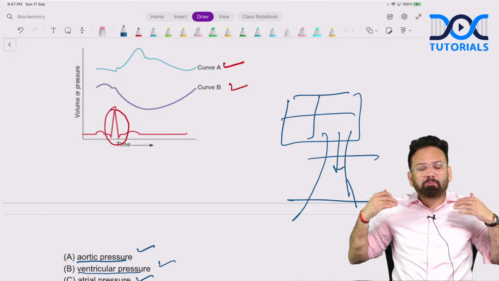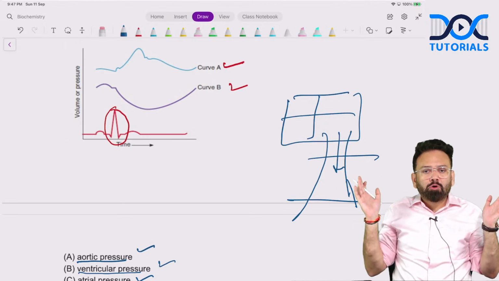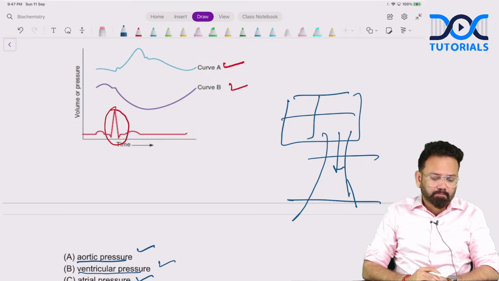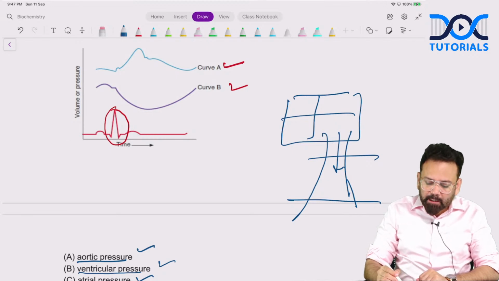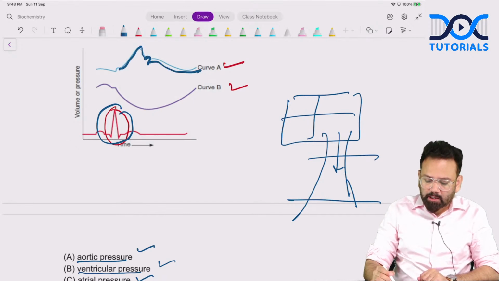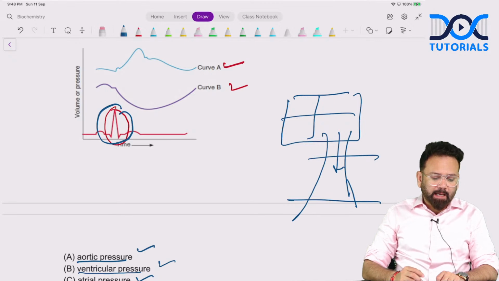When all the blood has gone from the ventricle to the aorta, the ventricle is empty now. So whose pressure will increase? After QRS, whose pressure is increased? This is the dicrotic notch also. This is called the dicrotic notch. Tell me. Yes, Sai, you are correct.